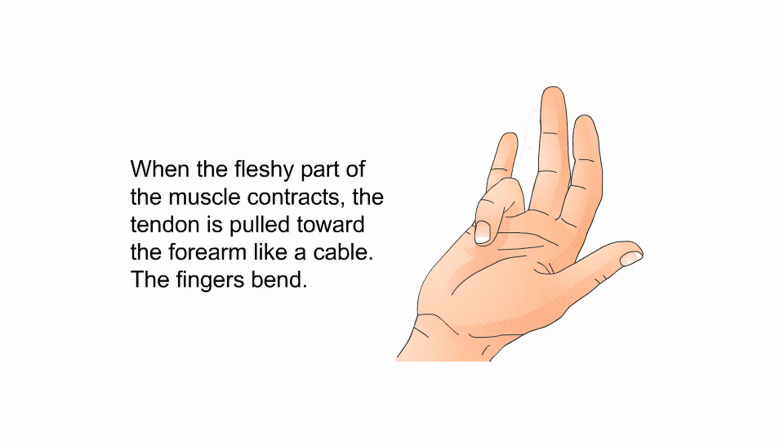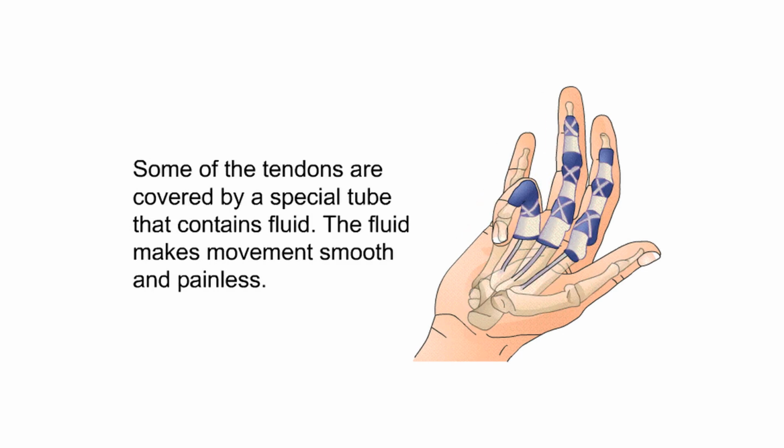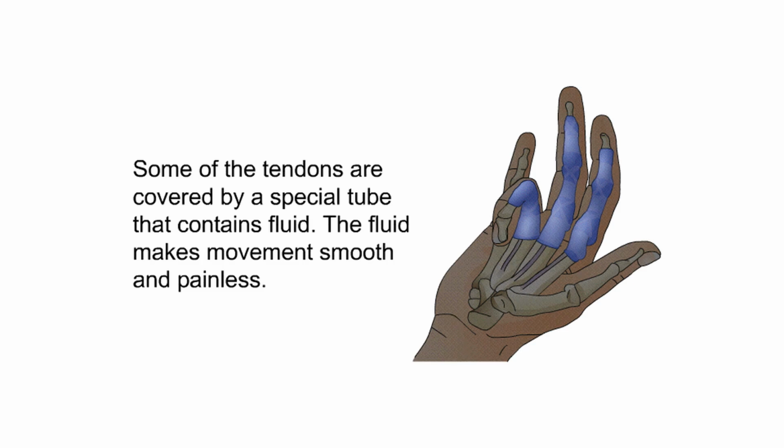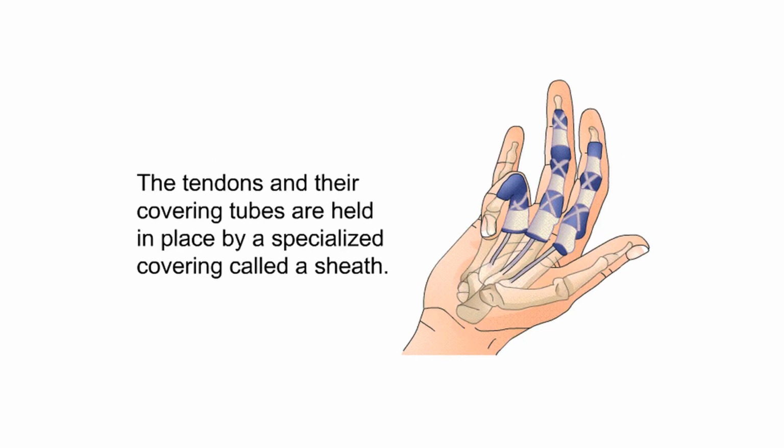When the fleshy part of the muscle contracts, the tendon is pulled toward the forearm like a cable. The fingers bend. Some of the tendons are covered by a special tube that contains fluid. The fluid makes movement smooth and painless. The tendons and their covering tubes are held in place by a specialized covering called a sheath.